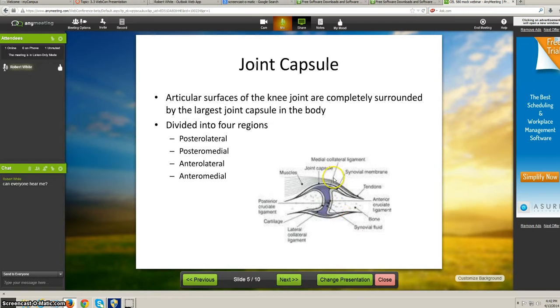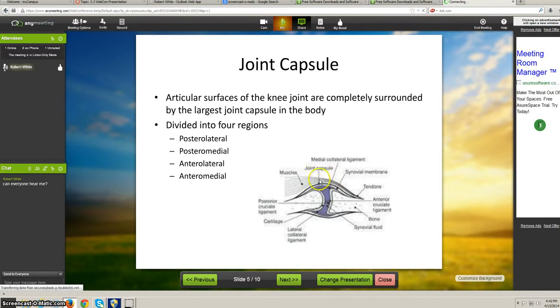And then we move on to the joint capsule. The knee is completely surrounded by a fluid-filled capsule. It is the largest found in the body. It is filled with what is called synovial fluid, which you can see through this purple part of this diagram here, and that just lubricates the joint, allows it to operate and move without friction, and it's divided into 4 regions: posterior lateral, posterior medial, anterior lateral, and anterior medial.